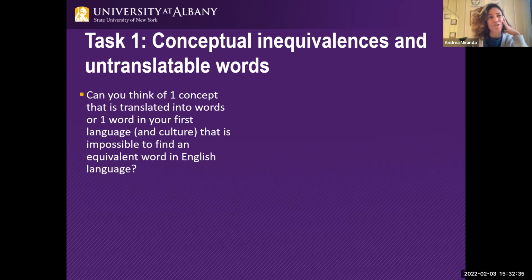I was thinking I don't have any example. Yes, there aren't a lot. I feel like most of the time it seems like on the surface, one word can match with one word in the two languages, right?